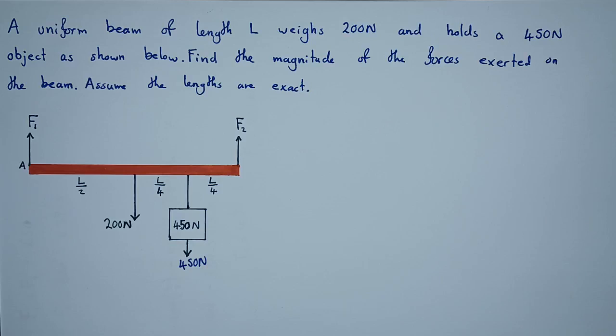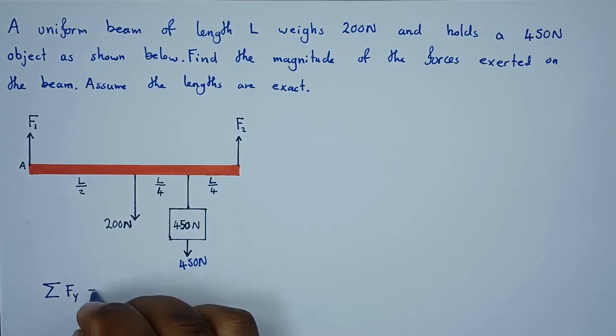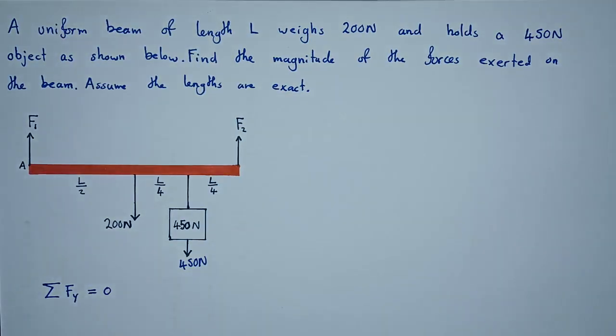We know that the second law of motion states that force is a product of mass and acceleration. But in this case, this object is stationary, hence there is no motion. So we can say the summation of forces in the y-axis is equal to 0. Not mass times acceleration, but 0, simply because there's no motion. This object is stationary. It's being supported by two beams. So what are the forces acting in the y-axis?